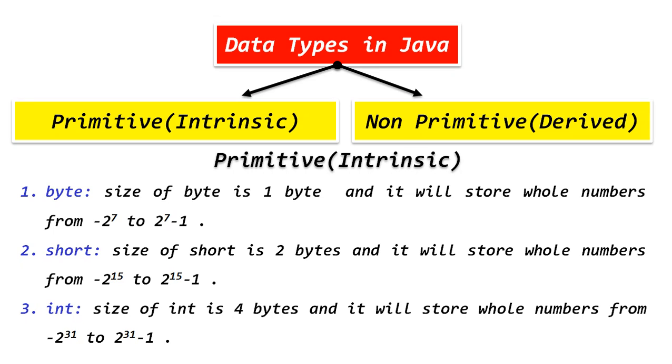First one is byte. Size of the byte is 1 byte, and it will store whole numbers from minus 2 raised to power 7 to 2 raised to power 7 minus 1. If I am talking about short, size of the short is 2 bytes, and it will store whole numbers from minus 2 raised to power 15 to 2 raised to power 15 minus 1. Then if I am talking about integer, it will take 4 bytes, and it will store from minus 2 raised to power 31 to 2 raised to power 31 minus 1.